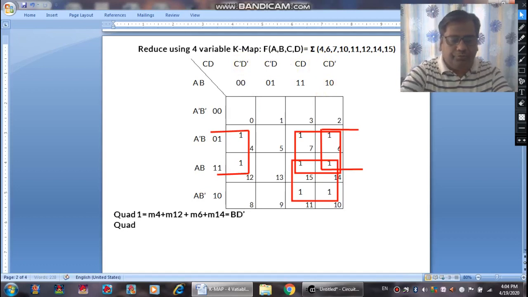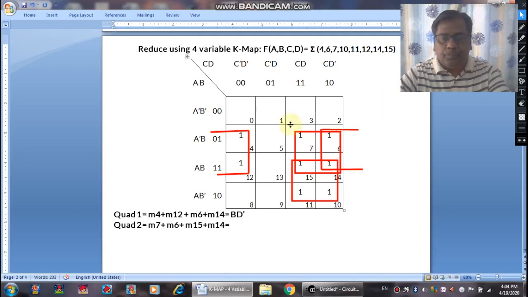For the second quad, we will take quad 2, that is M7 plus M6 plus M15 plus M14. From the left-hand side we will take B, and from the top we will take C. The answer will be BC because D is changing and C is the same.